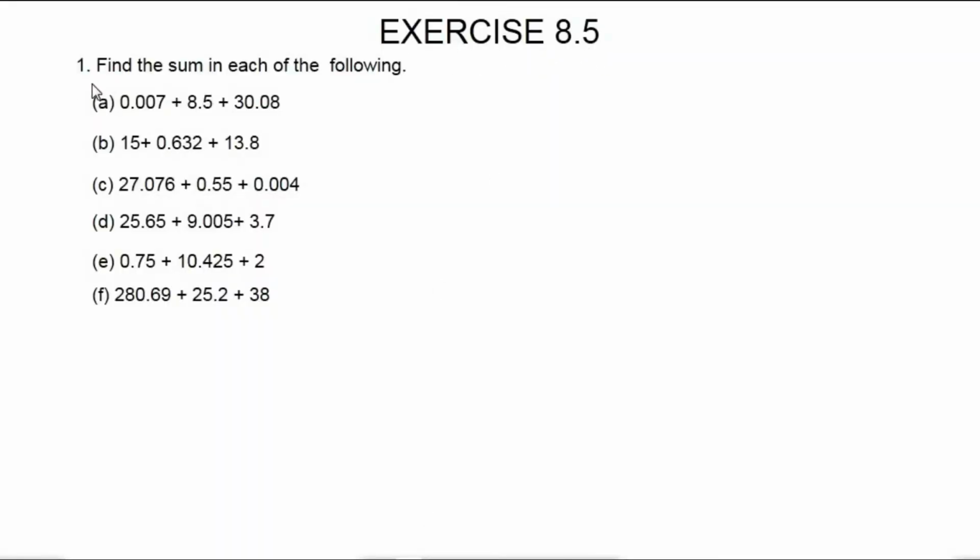Today we are going to solve NCERT class 6 exercise 8.5 question number 1. Our first question is: find the sum in each of the following. Sum means we need to add the given decimal numbers. But before addition, let's understand the concept of decimal numbers.